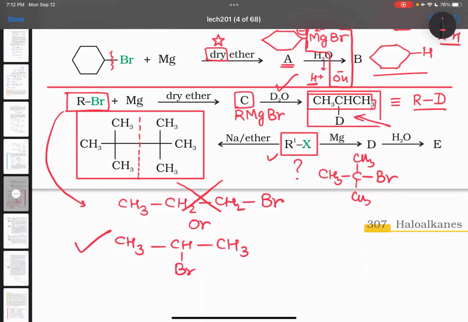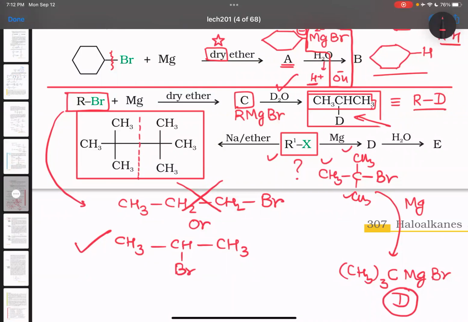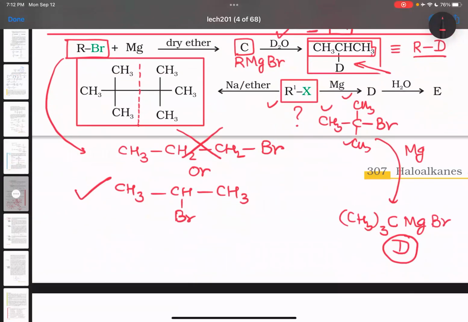So with Mg, what will happen? With magnesium, you don't have to write each and every detail. Just write Mg and halogen together along with the alkyl group wherever you see halogen. No need to write the complete thing, mechanisms and all are not required. So it is (CH3)3C-MgBr. I have written it in condensed manner by putting these three alkyl groups as CH3. So this will be the structure of D. And if you put water, what is going to happen?